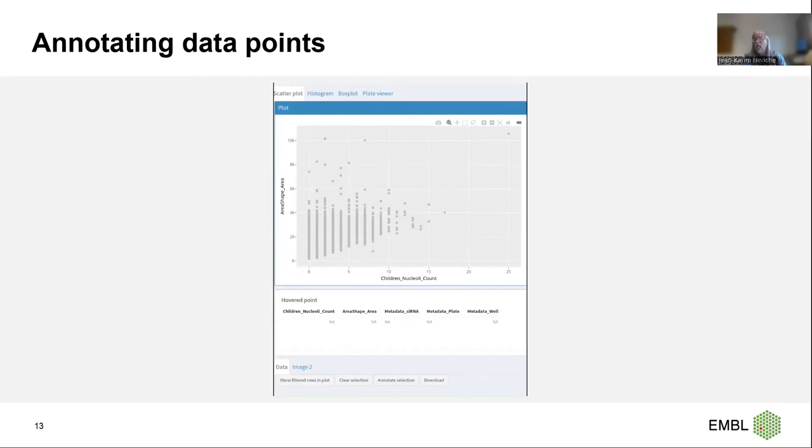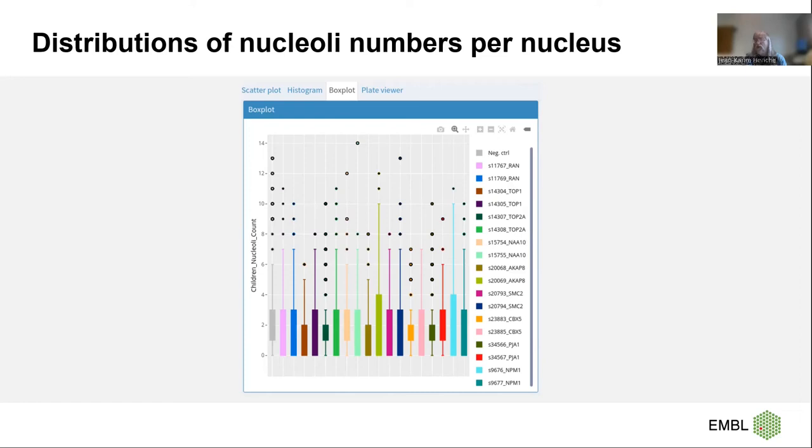Next, we can look at the distribution of nucleoli numbers per nucleus for each siRNA. Of interest here are the siRNAs against NPM1, which is a known nucleolar protein whose knockdown affects nucleolar structure. Here we can see an increase in the fraction of nuclei with no nucleolus with siRNAs against NPM1, but also with a few others. Given that the distributions overlap with control, we would like to know if there are features that would be better at revealing nucleolar phenotypes.